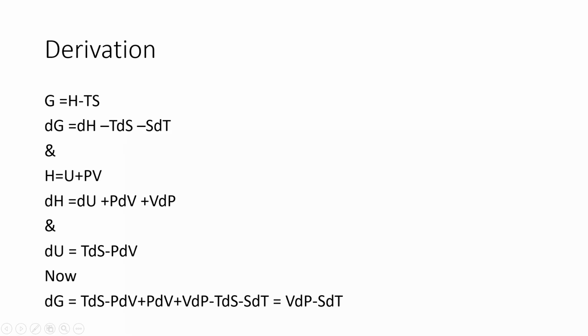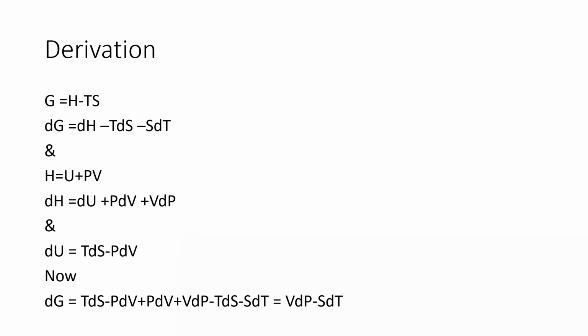We know very well that when we differentiate a product xy, d(xy) is equal to x dy + y dx. So we write dG = dH - TdS - SdT, and we know H = U + PV. So you can write dH = dU + PdV + VdP. And we know from the first law of thermodynamics, dU = q - w, where q is TdS and w is PdV. So dU = TdS - PdV.